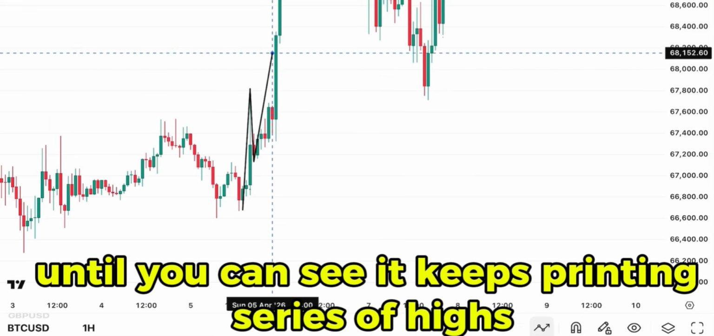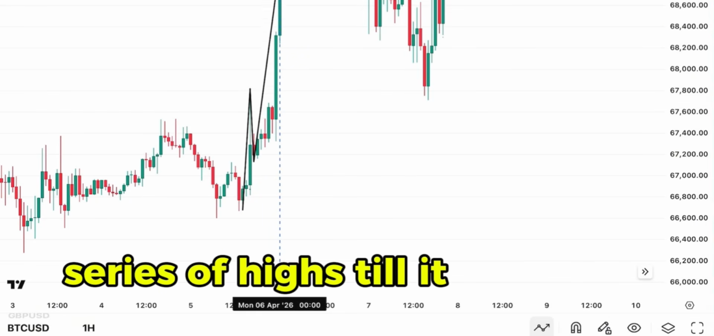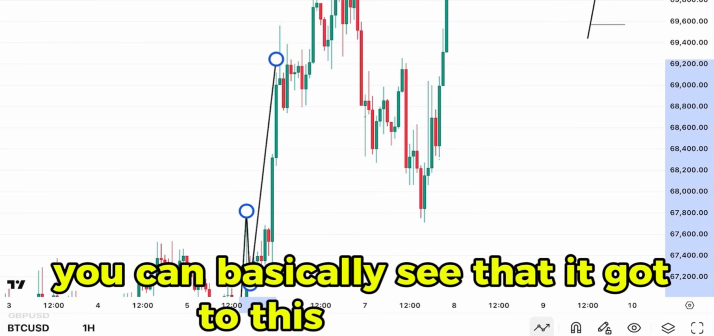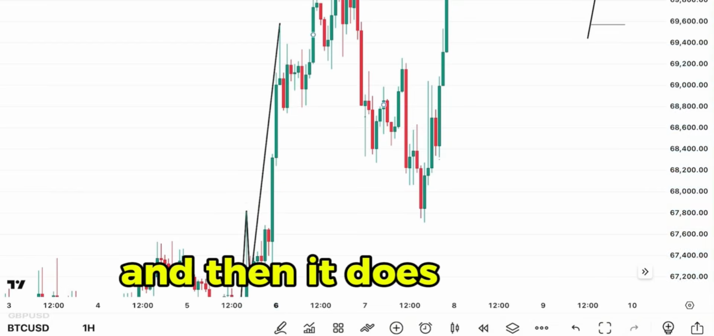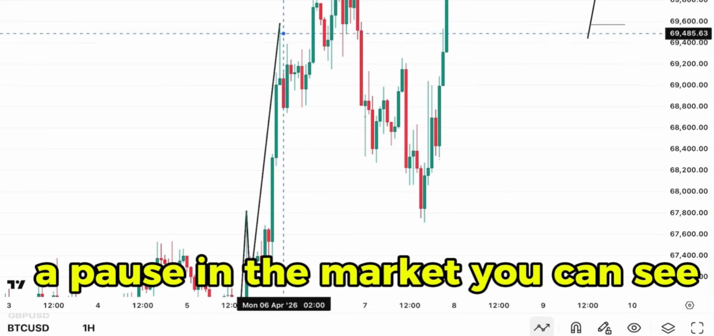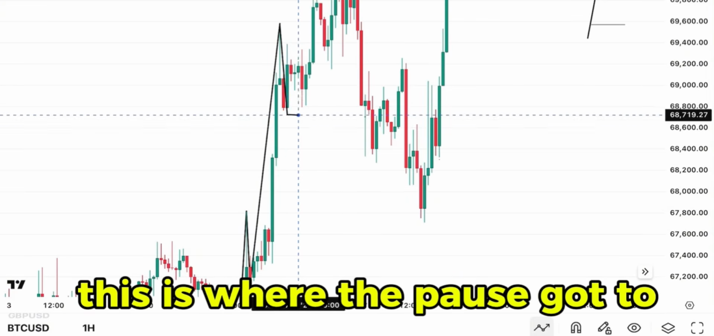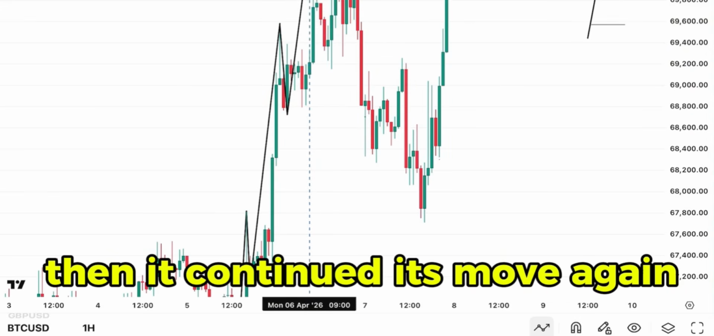You can see it keeps printing a series of highs till it got to this point here, and then it does another retracement, a pause in the market. You can see the pause. This is the pause in the market. This is where the pause got to. Then it continued its move again to this end.